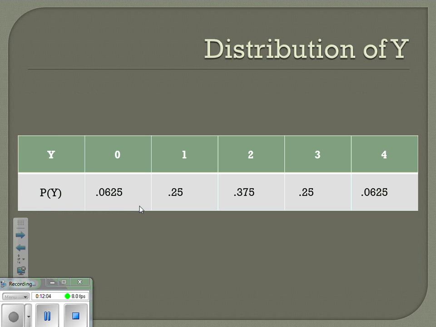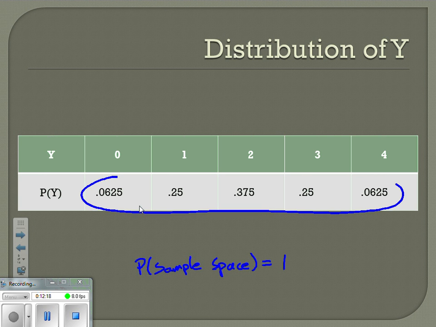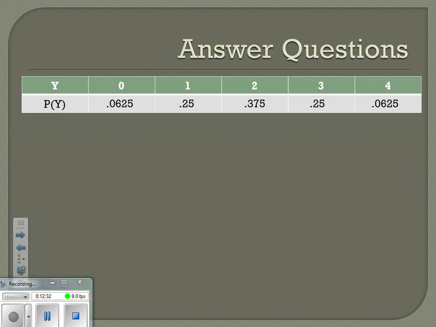And here's the best way to check, right? At the end of the day, anytime we're dealing with probability, the probability of the sample space must equal 1. And if you were to add these up, if these sum to 1, that doesn't guarantee that you've done it right, but there's a good chance that once you sum all your probabilities, if they equal 1, you've probably done something the right way. So, answer a few questions.